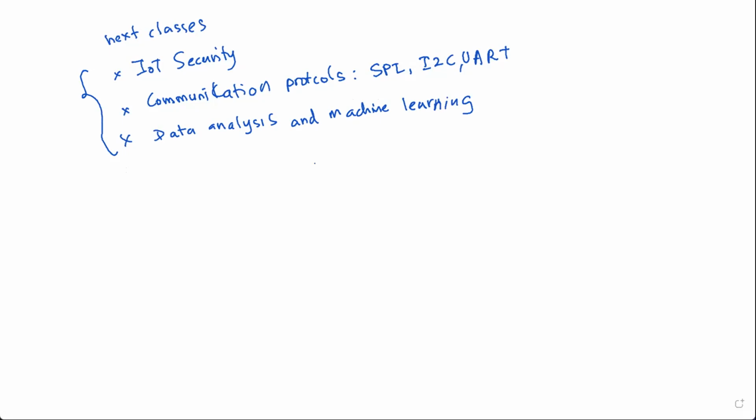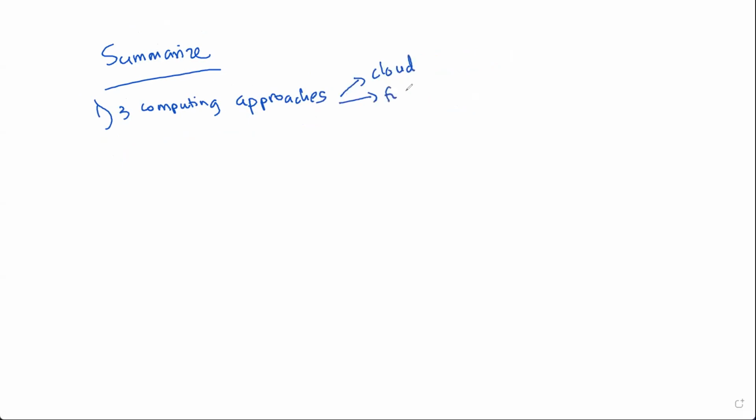In today's class, I will summarize what we have done. We have discussed the ethics of computing technologies, cloud computing, which happens at the cloud server, and fog computing, which happens at the intermediate server between the access point and the cloud. So these are the three main computing approaches.